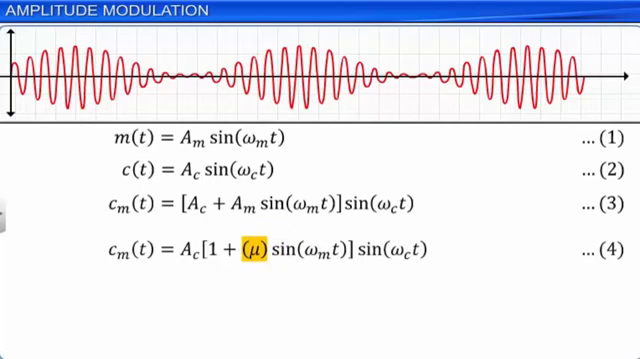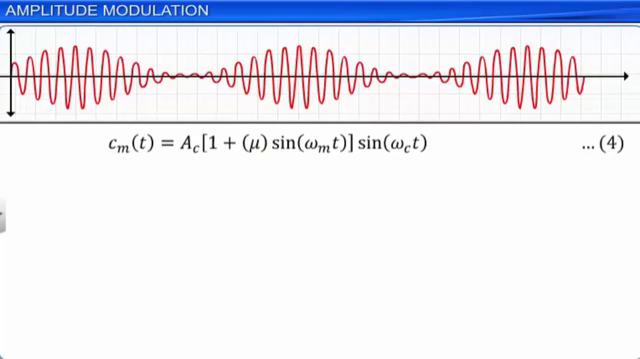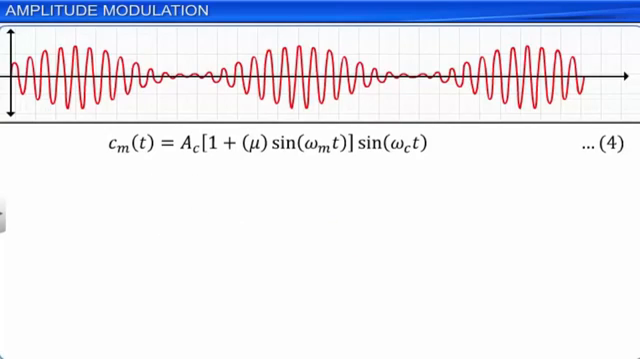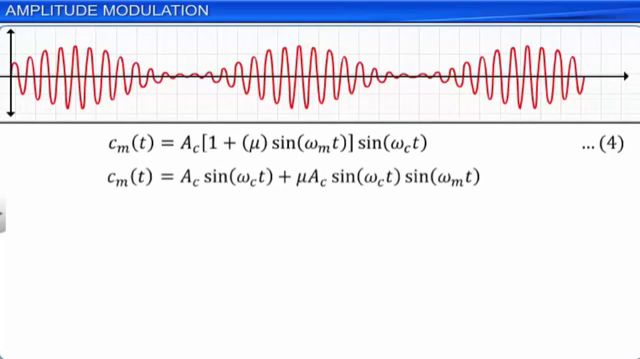To avoid distortion of the message signal during transmission, the modulation index must be less than or equal to 1. This implies that the amplitude of the carrier wave must always be greater than or equal to the amplitude of the message signal. On further simplifying equation 4, for the modulated signal, we get cm(t) = Ac sin ωc t + μ Ac sin ωc t sin ωm t. Let this be equation 5.